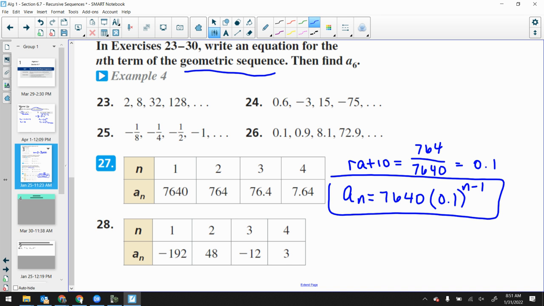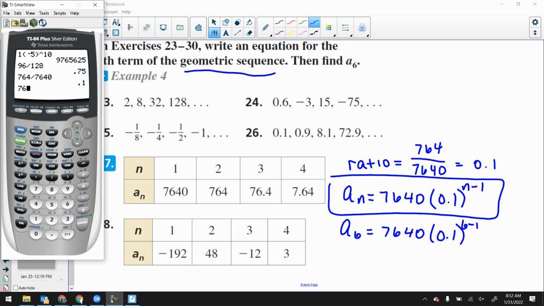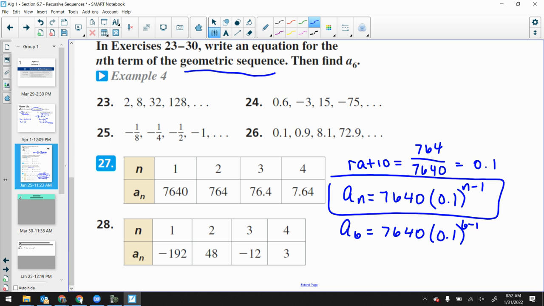For those of you who just wrote a number, this is why that's wrong. I need to see the full equation. That's part of your answer. And then it says to find a sub 6. Okay, 7640 times 0.1 to the 6 minus 1 power. So when I go into my calculator, I'm going to do 7640 times 0.1 raised to the what power am I going to use? 5th power. I do that minus 1 in my head. 5th power, so 0.0764.